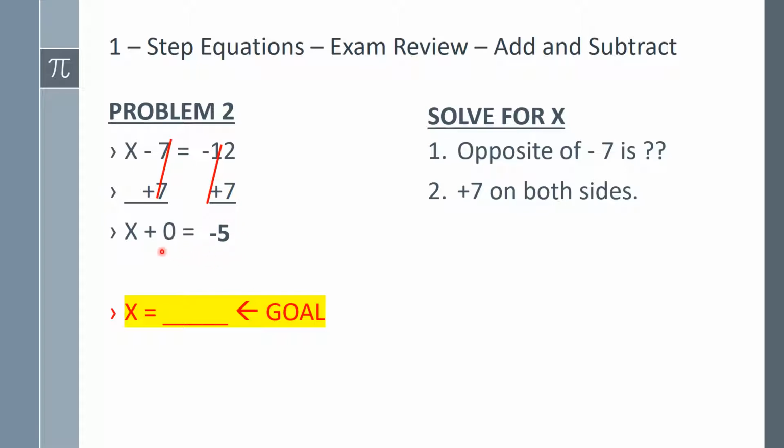So now I can just simplify the left side of the equal sign. Anything plus 0 is just plain old x. And so I get x equals negative 5. And that is our solution.